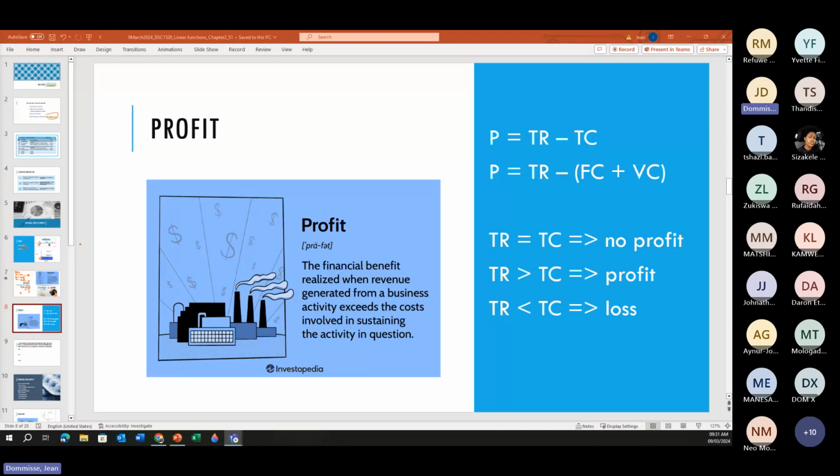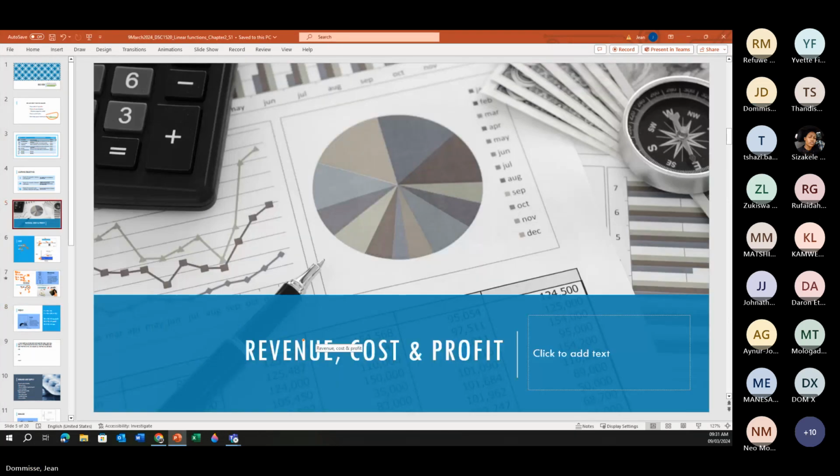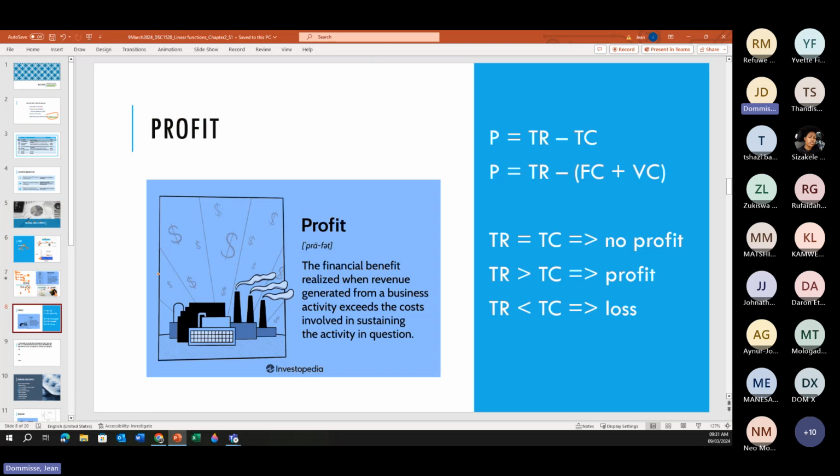Okay, so we've done revenue, we've done cost. Now we go into profit. Profit is basically, you need to know what your total revenue is, so what you get in, and you subtract what you are spending. That is basically, in a nutshell, what profit is.